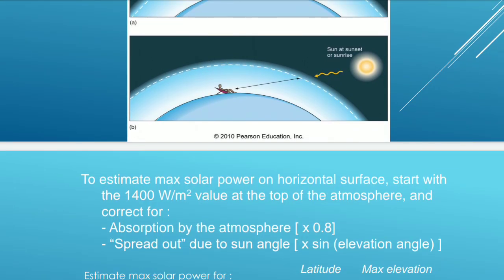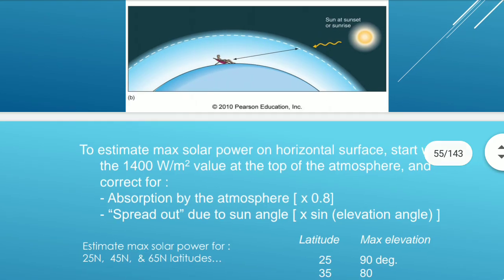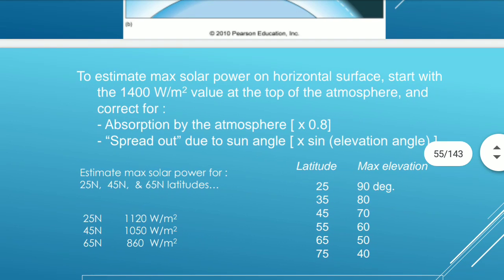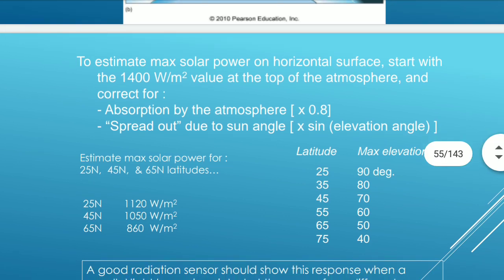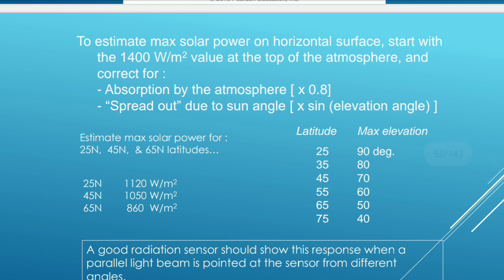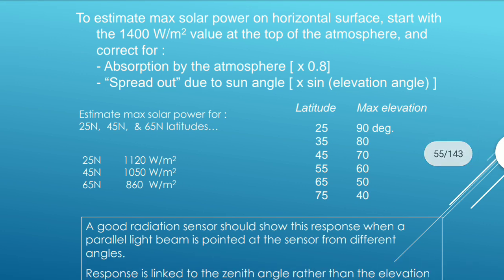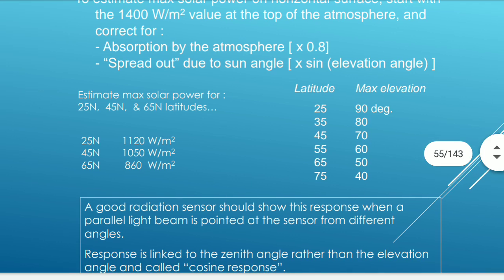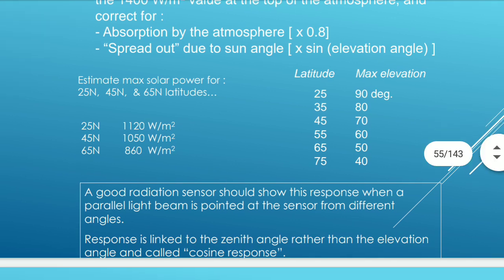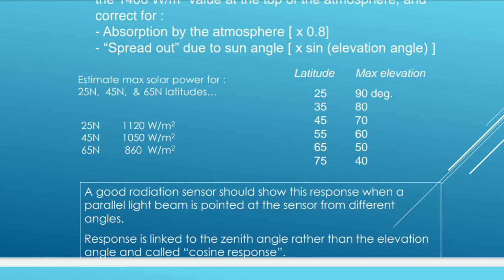Let us see this PPT, and then use your imagination and understanding. To estimate maximum solar power on the surface, start with the 1400 watt per square meter value at the top of the atmosphere and correct for absorption by the atmosphere, times 0.8, and spreading out due to sun angle, times sine of the sun elevation angle. Estimate maximum solar power for 25°, 45° and 65°. For 25°, 1120, for 45°, 1050, and 65°.